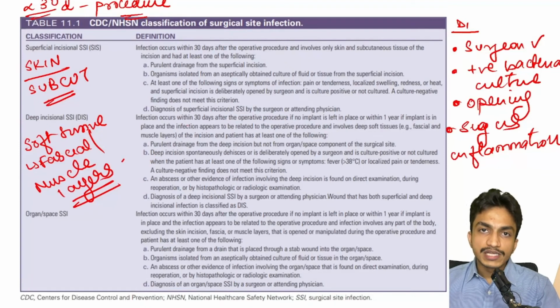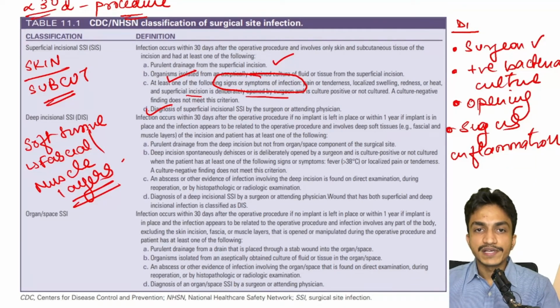And as I told about the criteria, I can just sum up as I've already done. That is, there should be pus discharge, the organism should be isolated, and signs of infection should be there, that is signs of inflammation should be there, and the incision should be opened by the surgeon for taking the pus if it is not discharging spontaneously, and the diagnosis should be made by the surgeon or physician. So that is about the CDC classification of SSI.